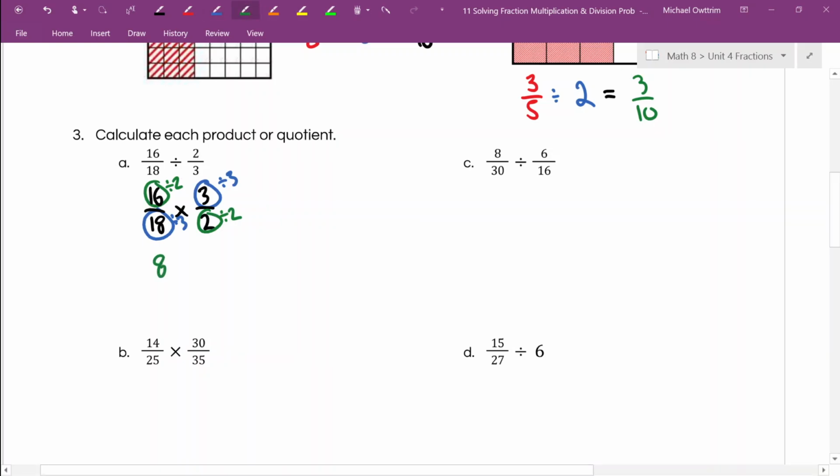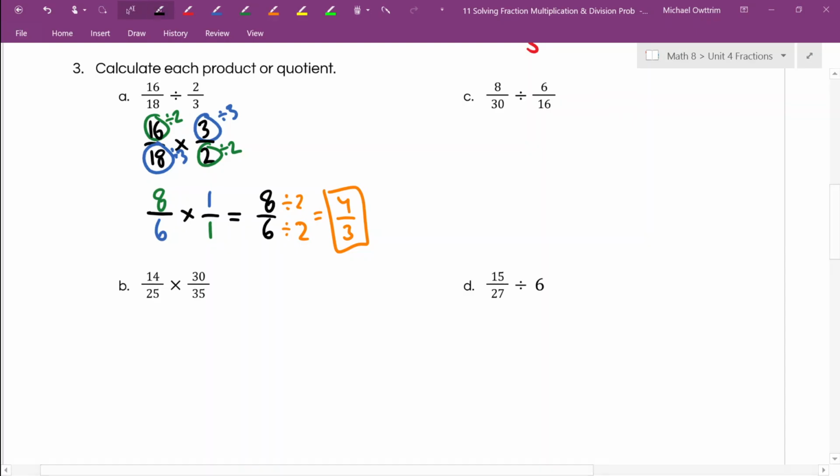16 divided by 2 gives me 8 on top, 2 divided by 2 gives me 1 on the bottom, and then 18 divided by 3 gives me 6, and 3 divided by 3 gives me 1. So 6 over 8 times 1 over 1 is 6 over 8, and we'll simplify that further by dividing by 2 to get 4/3. In question B, it's just multiplication, so there's no flipping required.